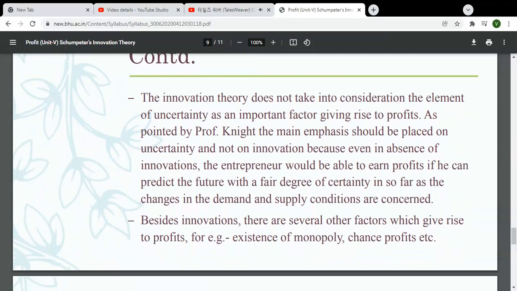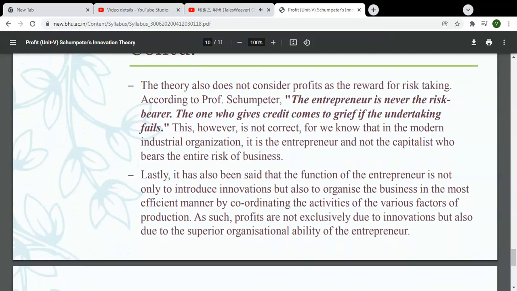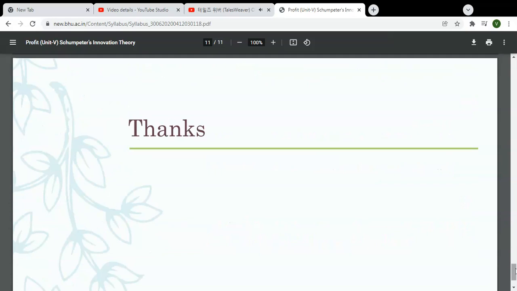Professor Knight, I don't know who he is, but he says that uncertainty is the main risk factor, and if you can understand uncertainty and predict what is going to happen in the future, then you can reduce your chance of making less profit. I agree with that, but uncertainty is quite a big problem. All these things are not that important.